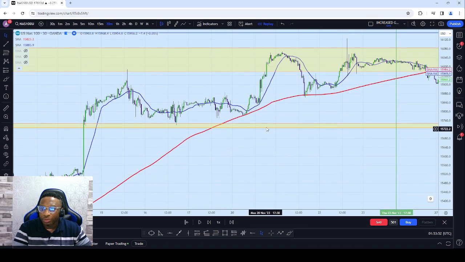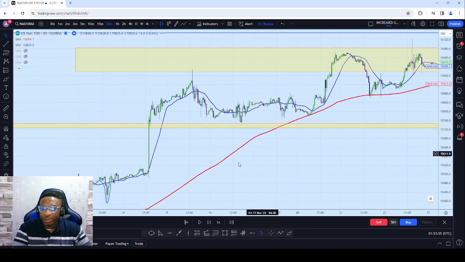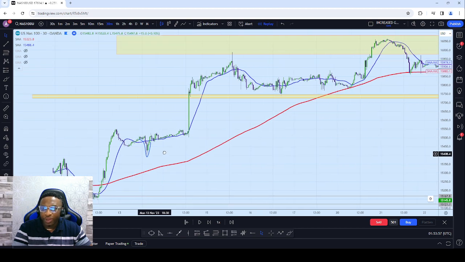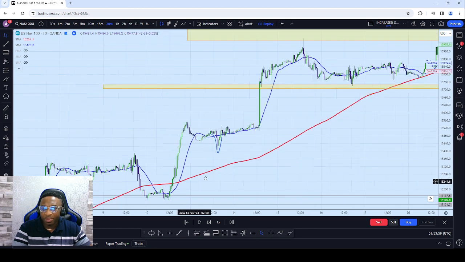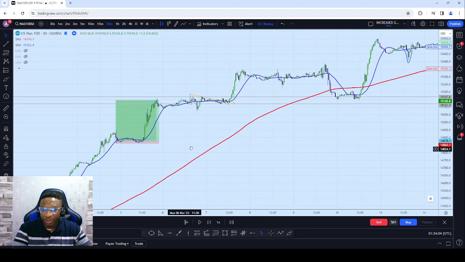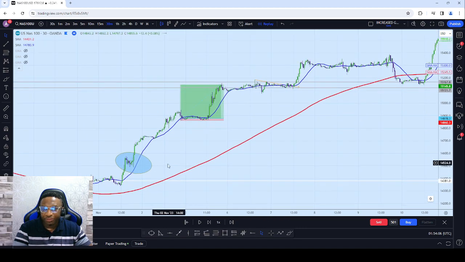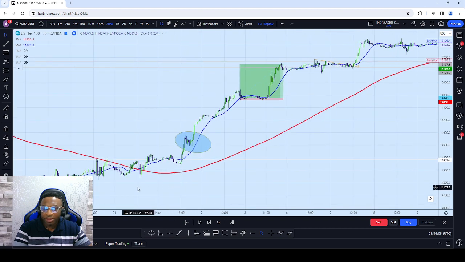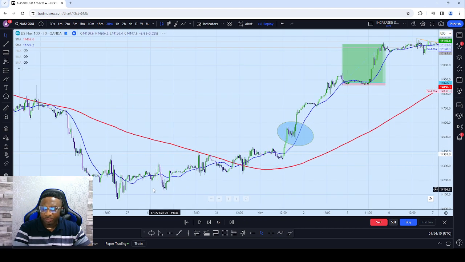So going about it this way, you are looking for a high probability, low risk entry, where you are not picking out the entry right from here, which is much riskier than doing it this way.